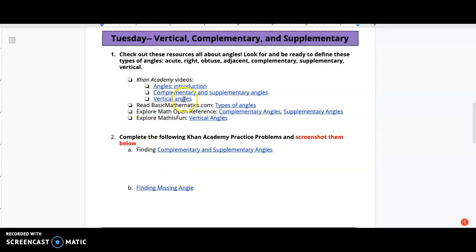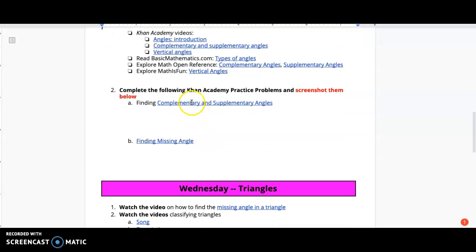There are 3 Khan Academy videos. There is a little section about types of angles. There are some more information websites about what a complementary angle means and what a supplementary angle means. And then there is Math is Fun about vertical angles. There are 2 Khan Academy practice problems in Tuesday's section.